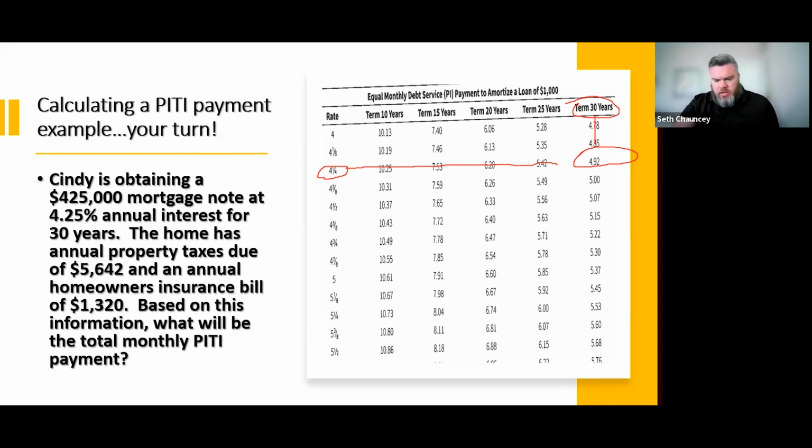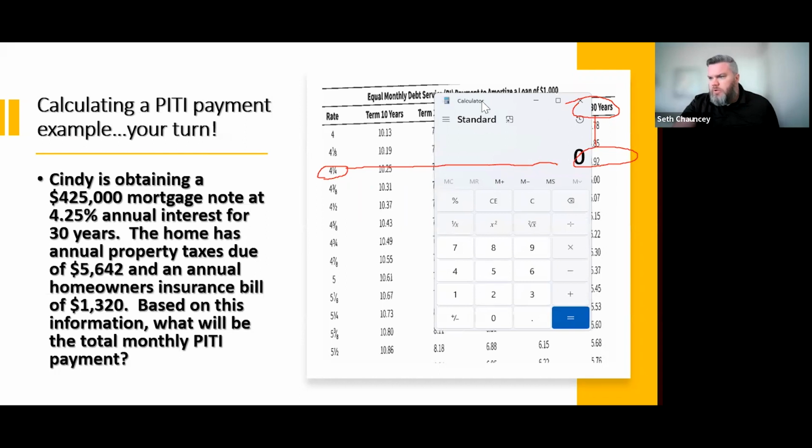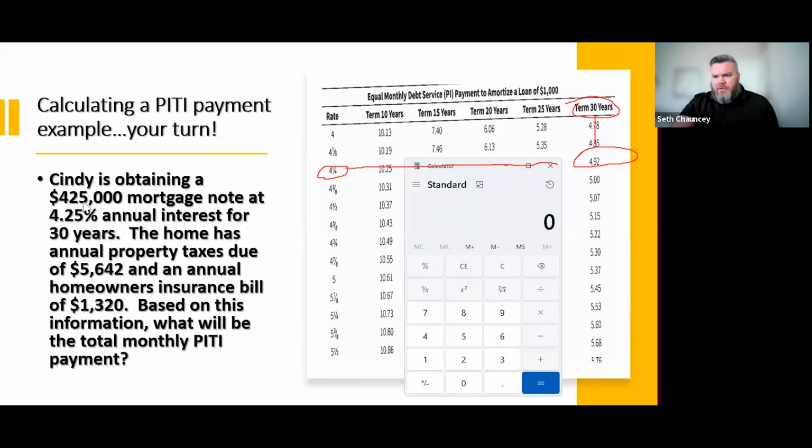Okay, let's get the calculator out here. Cindy is obtaining a $425,000 mortgage note. That is the loan amount. So we've got the loan factor, and we've got to find our principal and interest. $425,000 loan amount divided by 1,000 is 425 times our loan factor of 4.92, which gives us the principal and interest only. This is just the P&I of 2091.